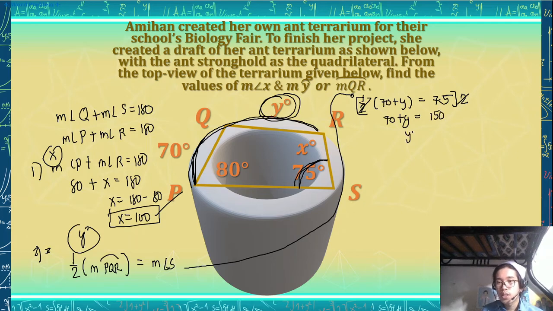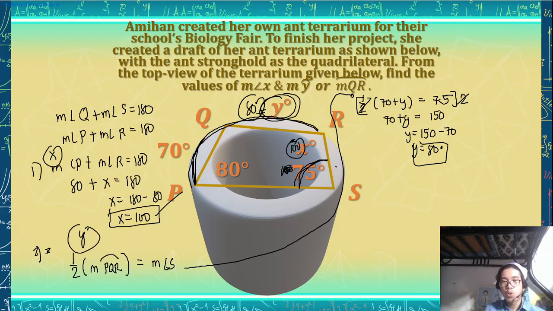Therefore, y is equal to 150 minus 70. And what's 150 minus 70? That should give us 80 degrees. So y is equal to 80 degrees, and x is equal to 100 degrees.